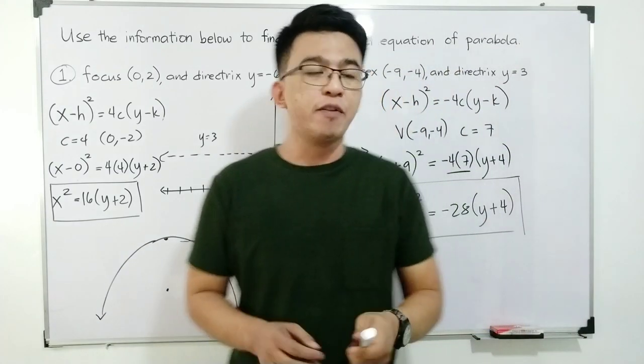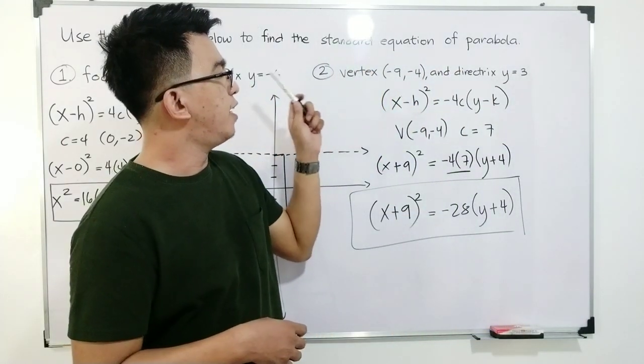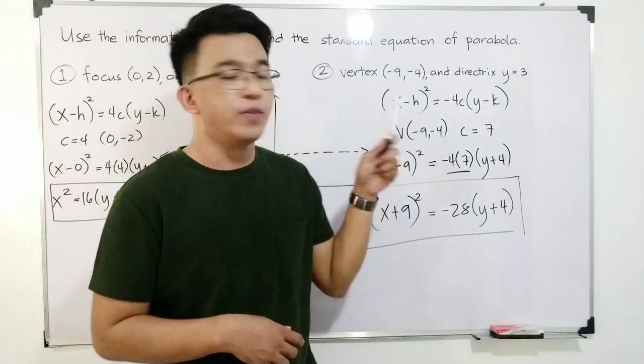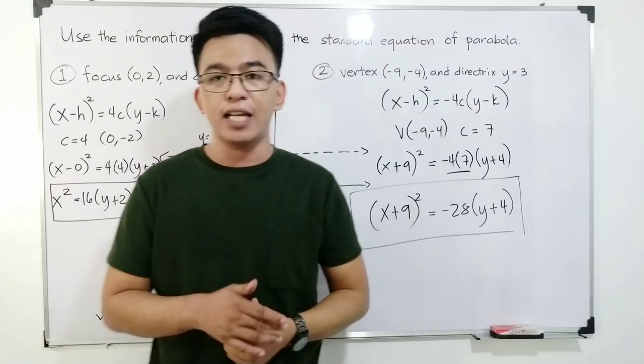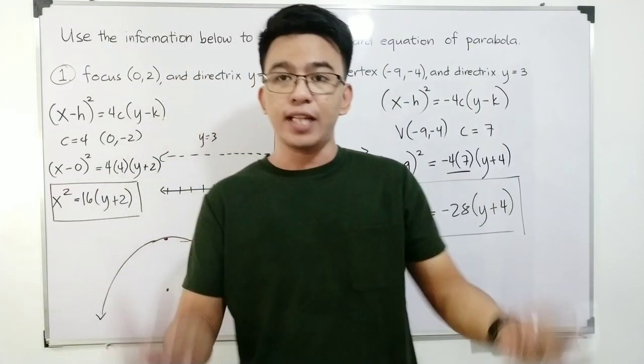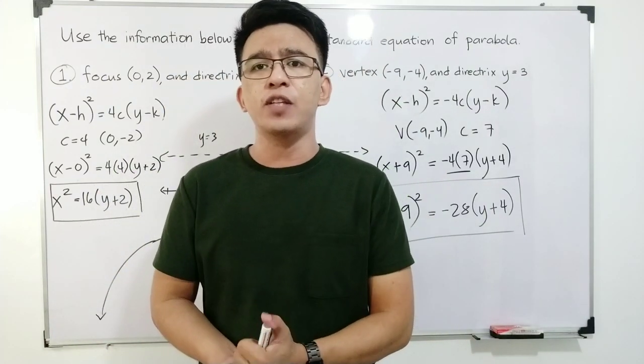If the given information is your vertex, which is negative 9, negative 4, and your directrix is equal to y is equal to 3. I hope guys na natuto kayo sa mismong video natin.